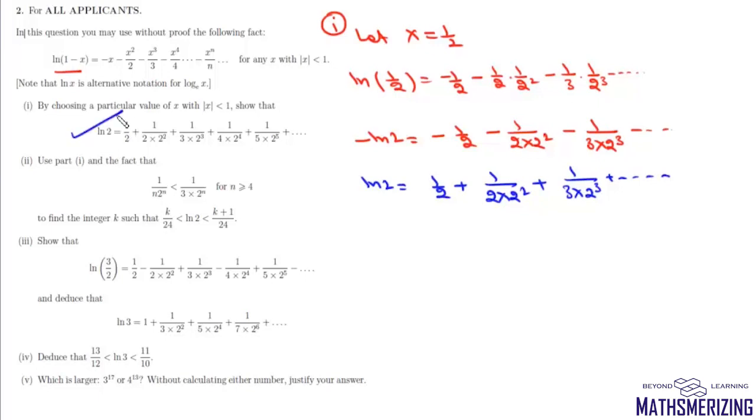Now the second one is, using part 1 and the fact that 1 upon n into 2 to the power n is less than 1 by 3 into 2 to the power n for n greater than or equal to 4, find the integer k such that log 2 lies between k upon 24 and (k plus 1) upon 24. Now basically all the terms in this series are positive.